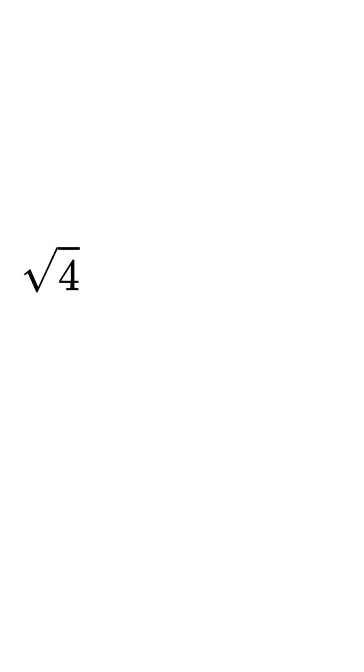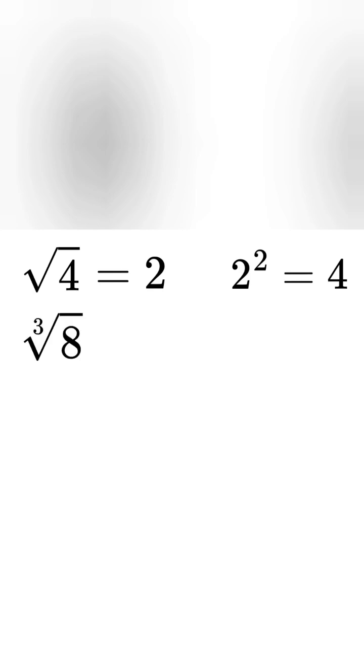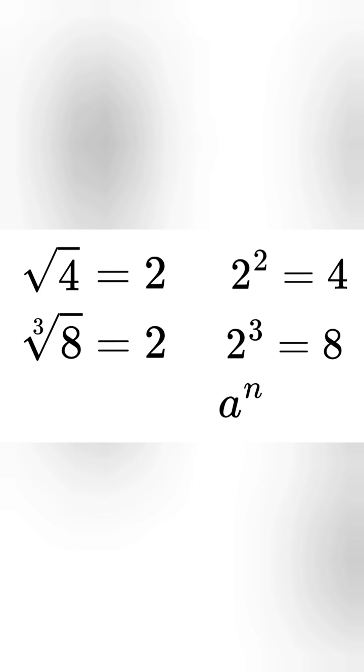For example, the square root of 4 asks which number, when squared, gives 4. The answer is 2. So the square root of 4 is 2. The cube root of 8 is also 2, because 2 multiplied by itself 3 times gives 8. In general, if some number x raised to the power n gives another number a, then the nth root of a is x.